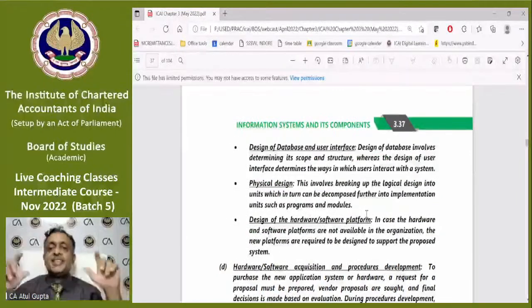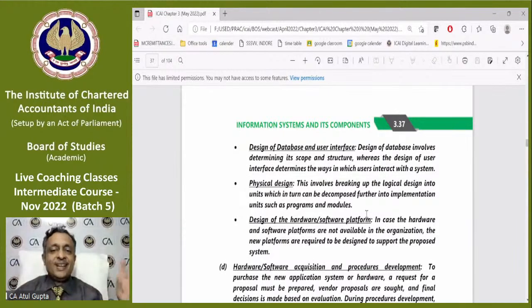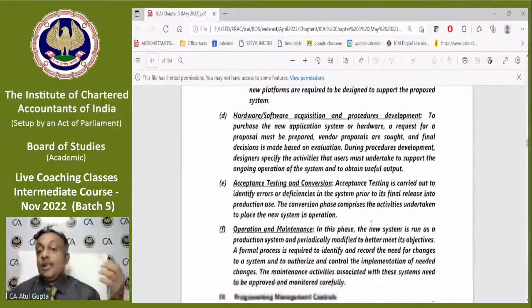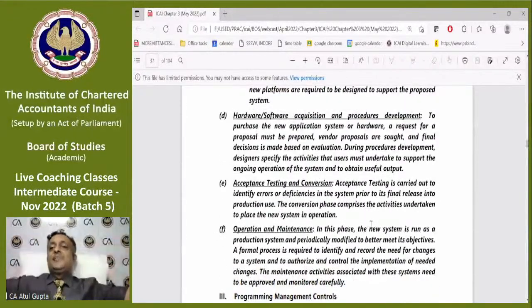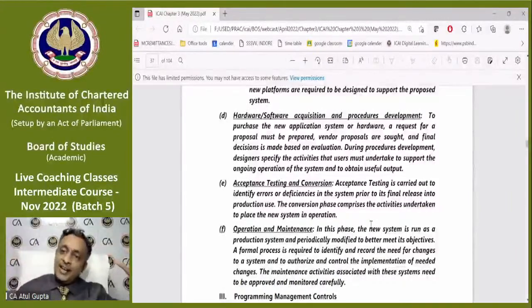Design the database, user interface. Fantastic. I'm not reading beyond it. Then physical design, how it will look, what the parameters are. Design the hardware and software platform. Once you design the hardware and software platform, acquire. Once the system is acquired, acceptance. Conversion: you had the old system, now the new system. Conversion.